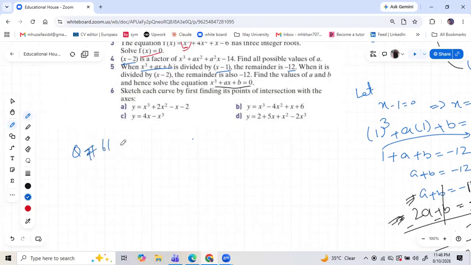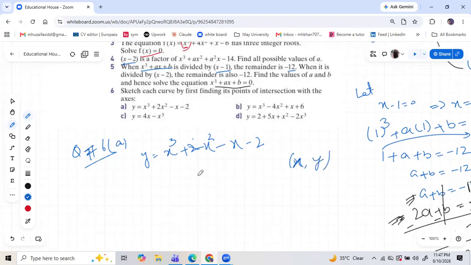Question 6 of the A part: this is your y is equal to x cube plus 2x square minus x minus 2, and sketch each curve by first finding its point of intersection with the axis. With the x-axis, we have the ordered pair x and y.